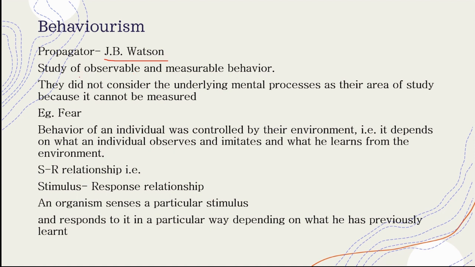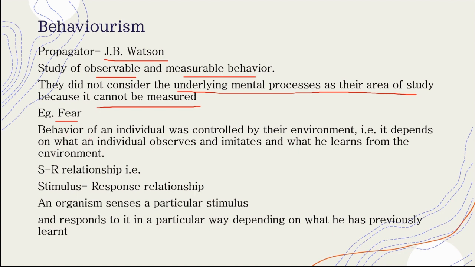According to behaviorism, psychology should be the study of observable and measurable behavior because it would be highly unscientific to study anything that cannot be measured. They did not consider the underlying mental processes as the area of study because it cannot be measured. Like they said, fear. How would fear be measured? Only the overt or the observable reaction to fear can be measured, like heartbeat or blood pressure.